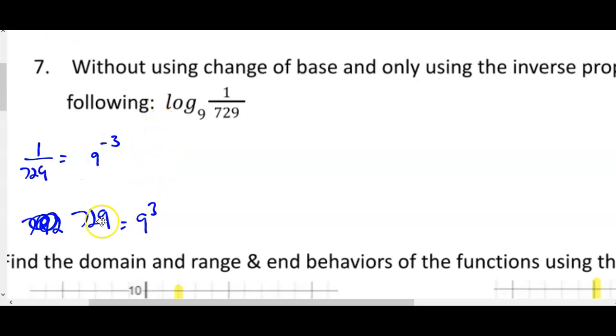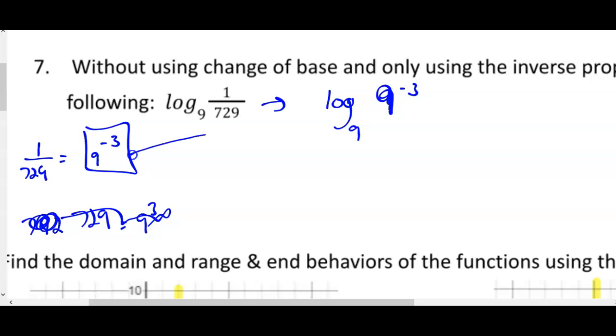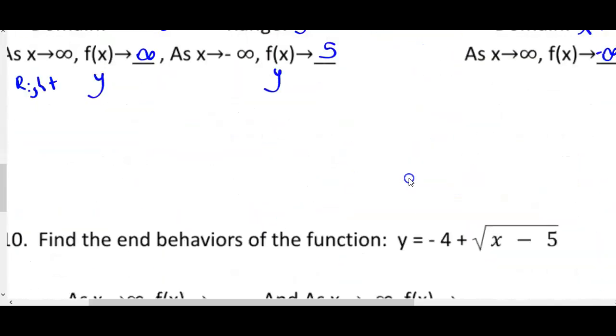Alright. So now we're going to rewrite this as log base 9 of 9 to the -3rd power. What happens is we substituted 1 over 729 with this right here, put that in place. Substitution. So now the inverse property tells us that log and this base will cancel and I'm left with -3. Alright, we did that one.